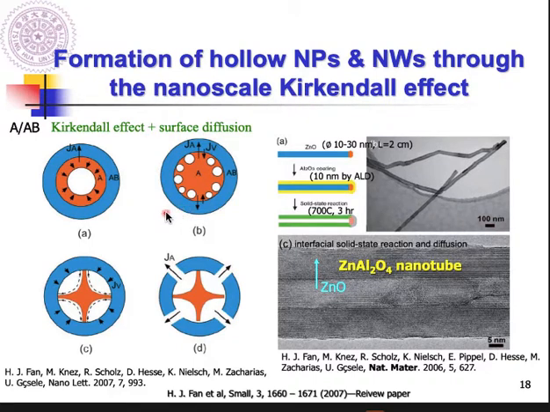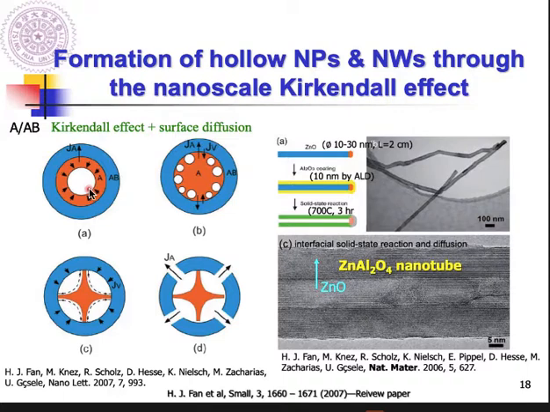So you can prepare a core-shell structure. The core will be material A, and for the shell you can use the AB alloy. And after the Kirkendall effect, you can prepare these four different geometries, A, B, C, D, of your nano particle through the Kirkendall effect and also the surface diffusion mechanism.